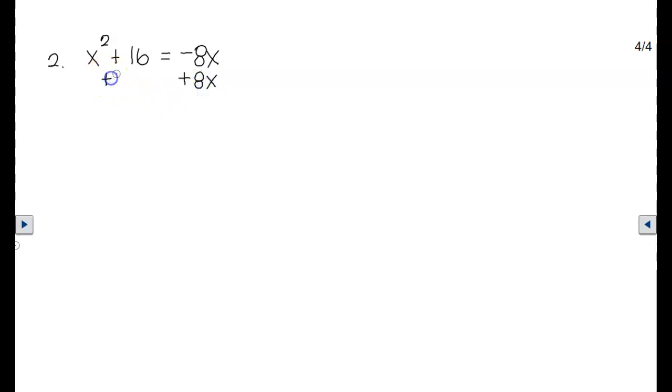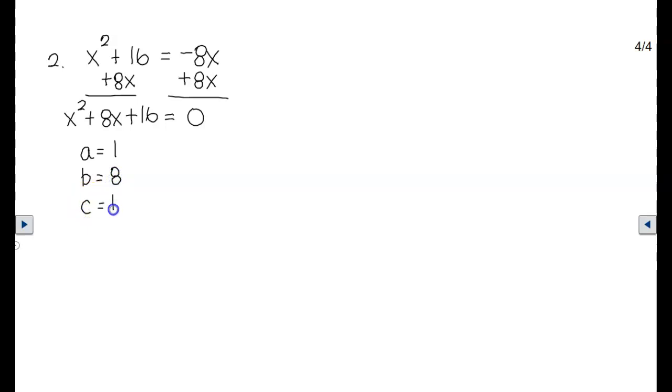We'll add an 8x onto both sides so that it's equal to 0. And then on this side, we'll arrange it so that it's x squared plus 8x plus 16. So there's my problem all set up, ready to go. I can see in this problem now that my a is 1, my b is 8, and my c is 16. So get that equation looking the way you want it to look and identify what a, b, and c are. Now, next step is to calculate the discriminant.